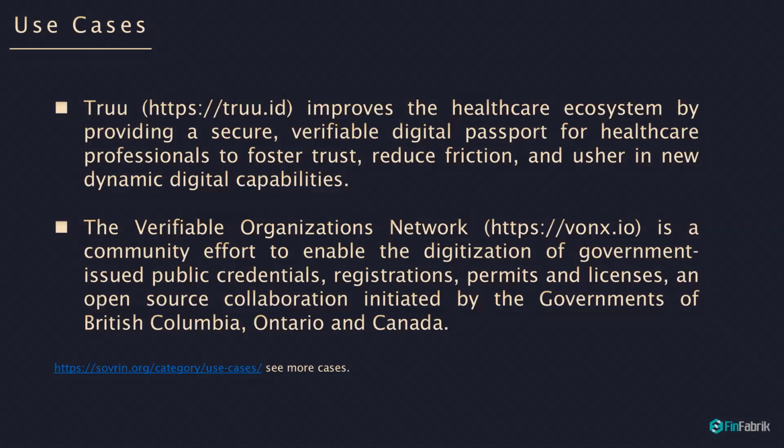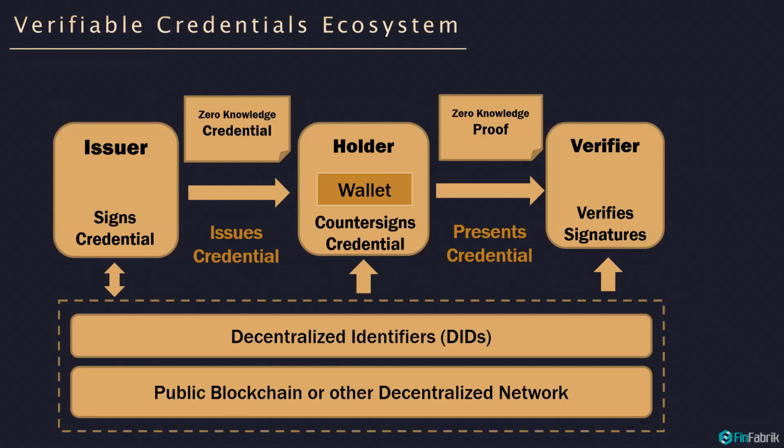In terms of the features of Hyperledger Indy, it is trying to build a verifiable credential ecosystem. There are three main roles in the Hyperledger Indy verifiable credential ecosystem, namely the issuer, the holder, and the verifier. On top of the public blockchain or decentralized network, there is a unified identifier, the DID, the decentralized identifier. The issuer, holder, and verifier all have their own DIDs.